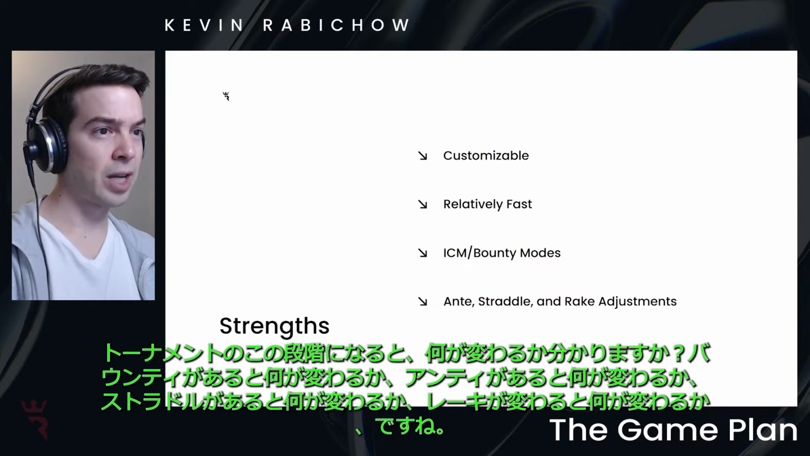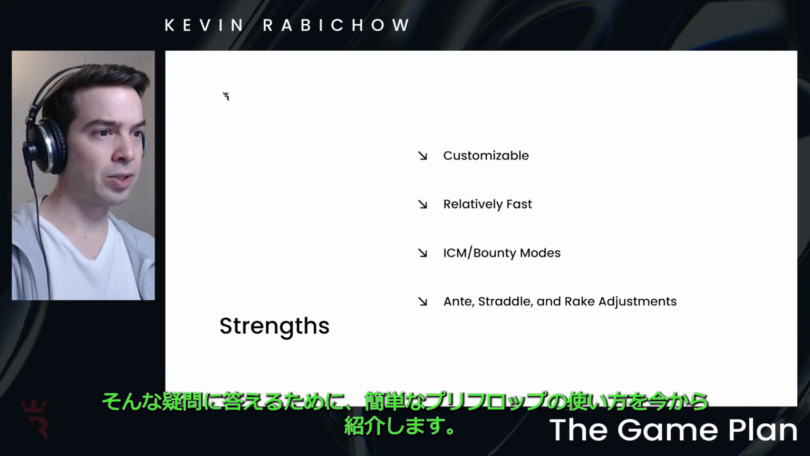What changes when we're at this stage of the tournament? What changes when there's a bounty? What changes when there's an ante, when there's a straddle, when you change the rake? So I'll show you quickly now how I use Simple Preflop to answer those questions.